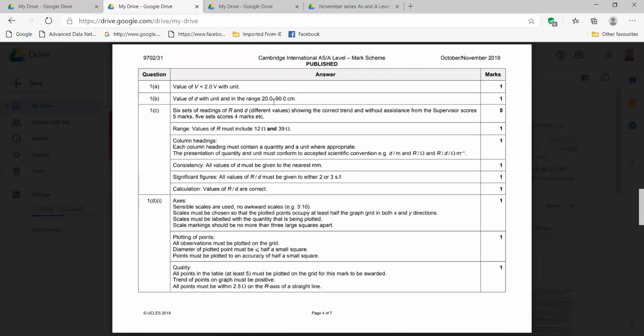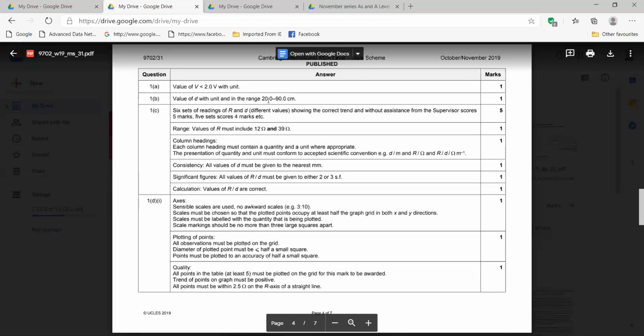You start from the middle, and you do not go to the corner, right? You should not go till the last, like 10 centimeter or 5 centimeter. You don't take those readings, because if you do that, then your reading of V will become very small, and it may fluctuate. It will not give you proper reading. That's why the value of D also should be with unit and in the range 20 to 90 centimeter. Continue, Amena, continue.